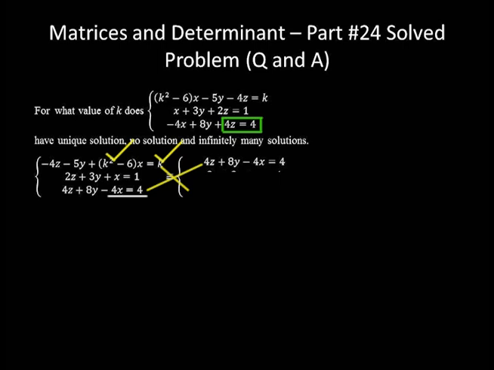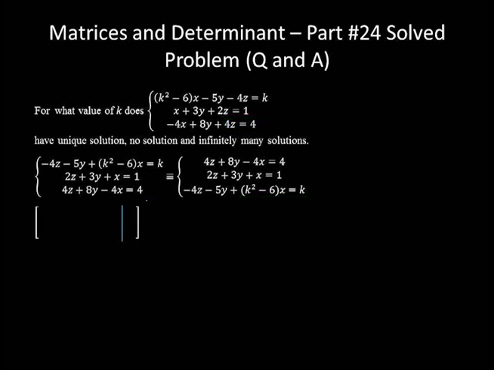Equation 2 will remain as it is, 2z plus 3y plus x equal to 1, and equation 1 becomes equation 3, minus 4z minus 5y plus k squared minus 6 times x equal to k. Now, we bring the expressions containing k to the positions where we need. To solve this equation, let's form an augmented matrix consisting the coefficients of z, y, x, and constant terms.